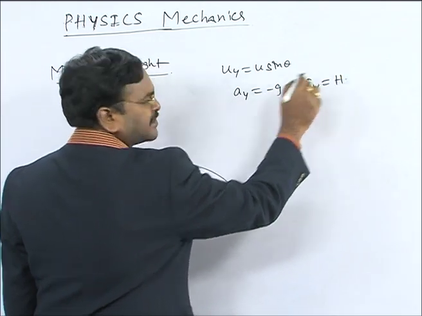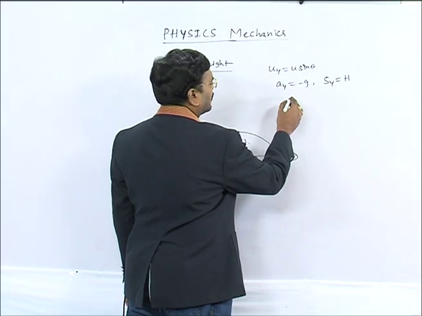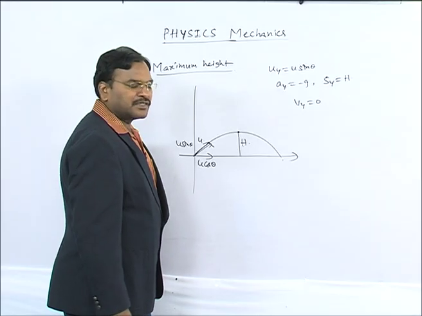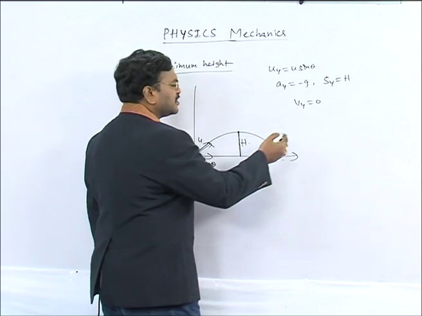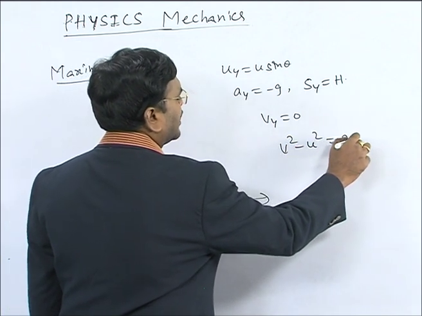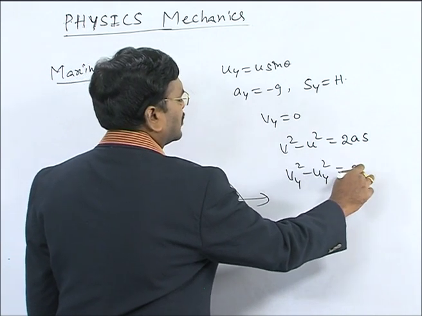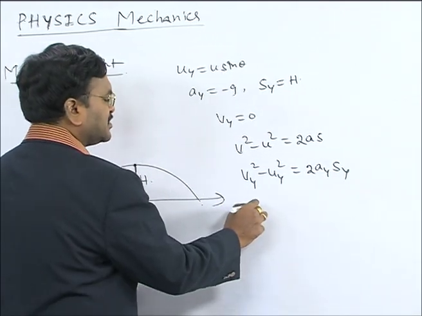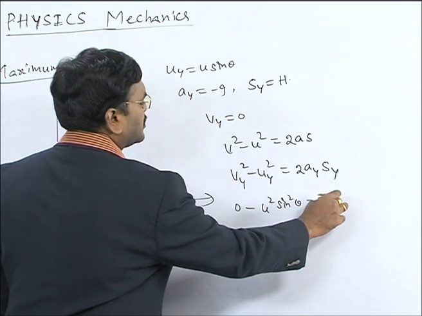Now displacement Sy is equal to H. H is the maximum height of a projectile. Now final velocity how much? At the maximum height, final velocity of a projectile how much? 0. Now vertical direction velocity is 0. Now substituting the values in third equation of motion. What is that? V square minus u square is equal to 2as. From this Vy square minus uy square is equal to 2ay into sy. From this Vy is 0, uy how much? U sin theta. 0 minus U square sin square theta equals minus 2g into h.